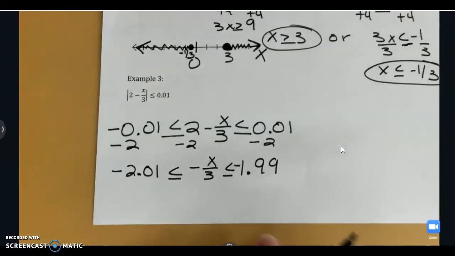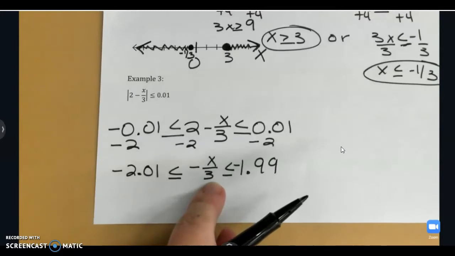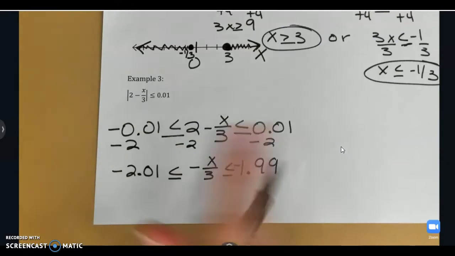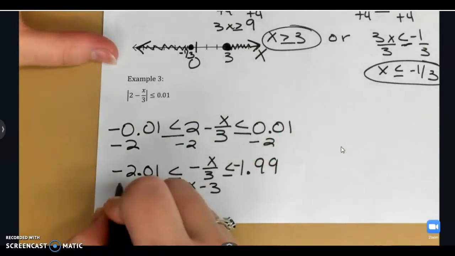Okay, and then lastly, I want to get rid of this 3, so I'm going to multiply by 3, and I need to get rid of this negative. So I'm going to multiply by negative 3 to do that all in one step.